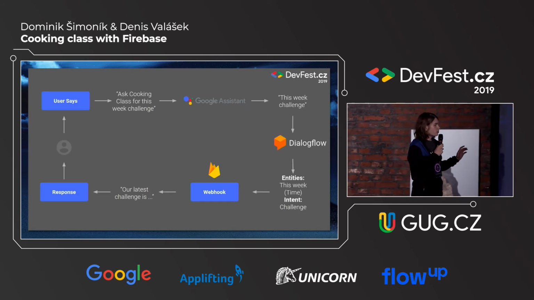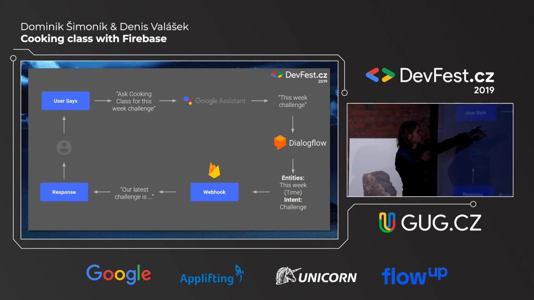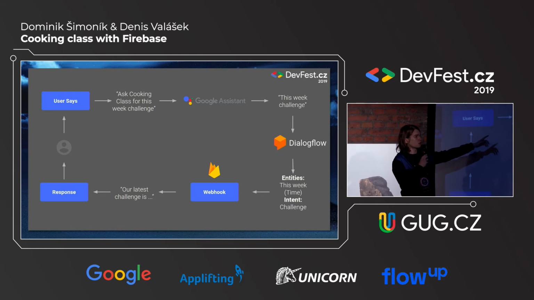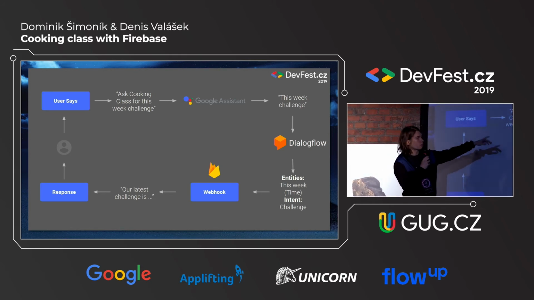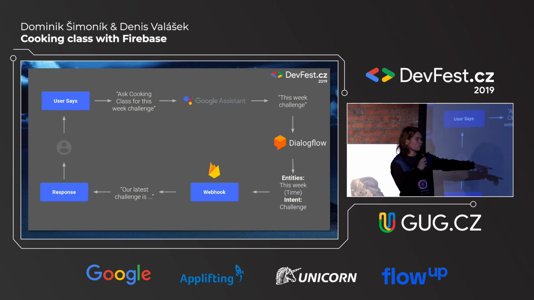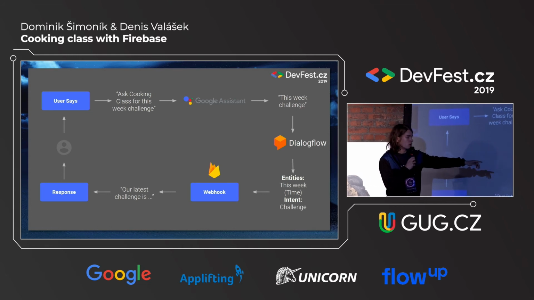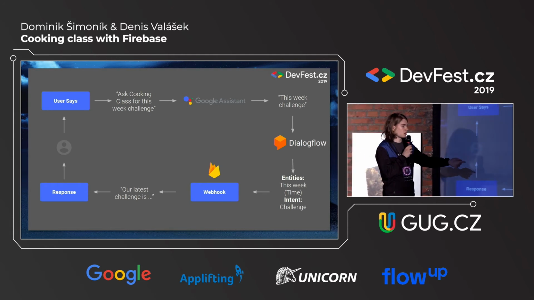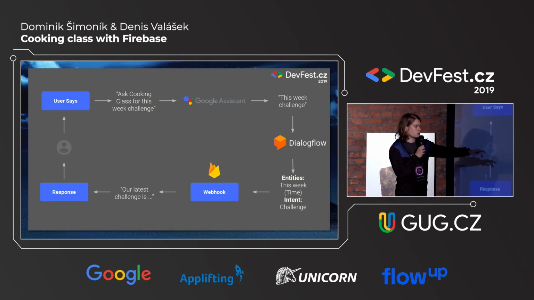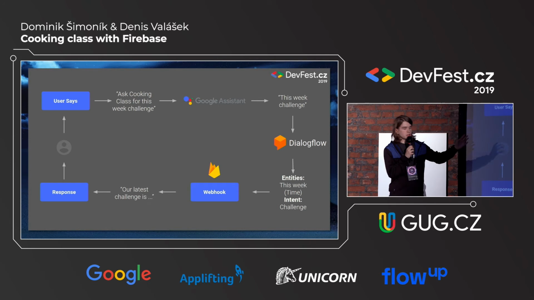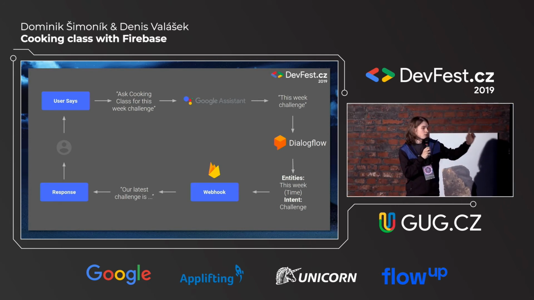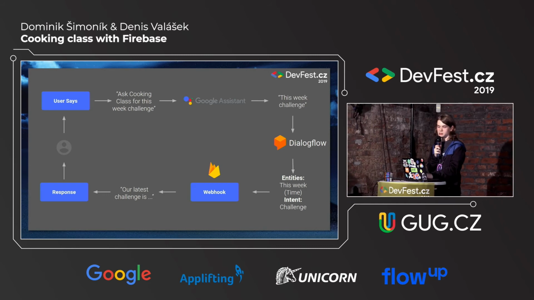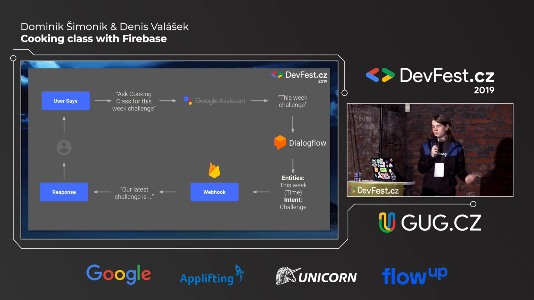So that will be something that's called an invocation phrase. Ask cooking class for this week's challenge. That will go to Google Assistant. Google Assistant will just send this week's challenge to Dialogflow, and Dialogflow will give you the intent, challenge, and the entity this week, which is time. That will be passed on to the webhook, which runs on Firebase, and from there you will get a response. Our latest challenge is, and it goes round until the conversation is finished.